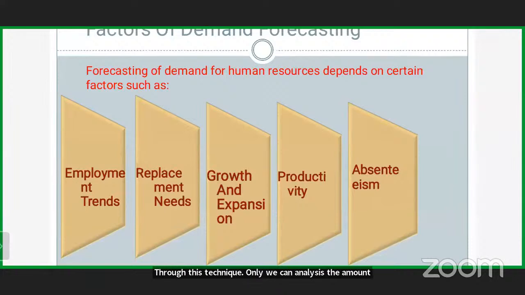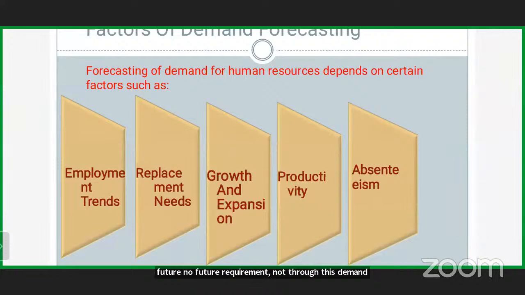Already I told you in the concept of human resource planning, we can analyze the anticipated and unanticipated vacancies. It means we can predict how many people we need in the future. And how can we know that? We can adopt some techniques. Basing on these techniques, we can analyze the number of manpower we need for the future, through this demand forecasting technique.